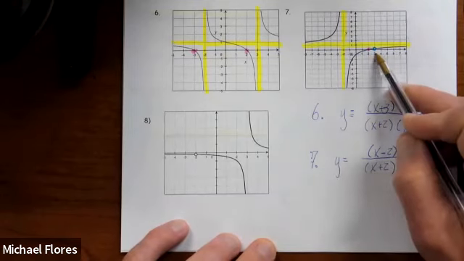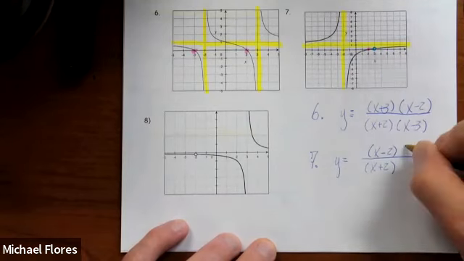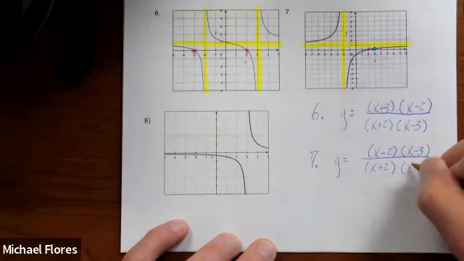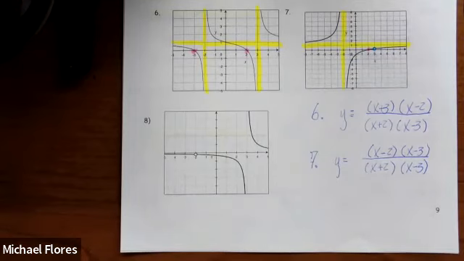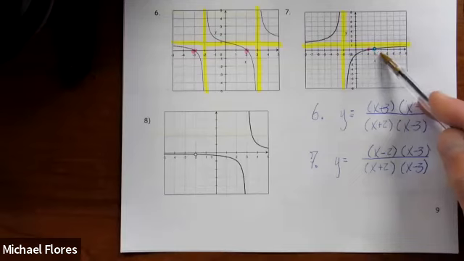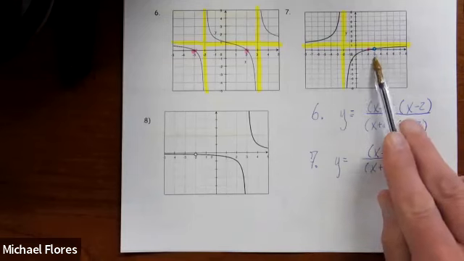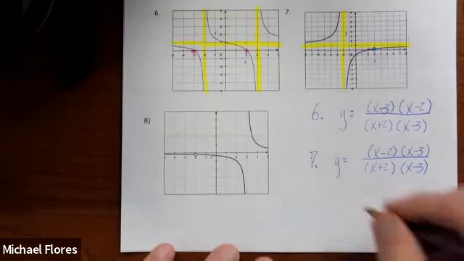Now look at the hole. The x value of the hole is 3. So we're going to have x minus 3 on top and x minus 3 on bottom, because if we have factors that match, they cancel one another out, creating a hole. And the reason why it's x minus 3 instead of positive 3 is because if you set x minus 3 equal to 0 and solve, you'd get positive 3, which is the x value of the hole.